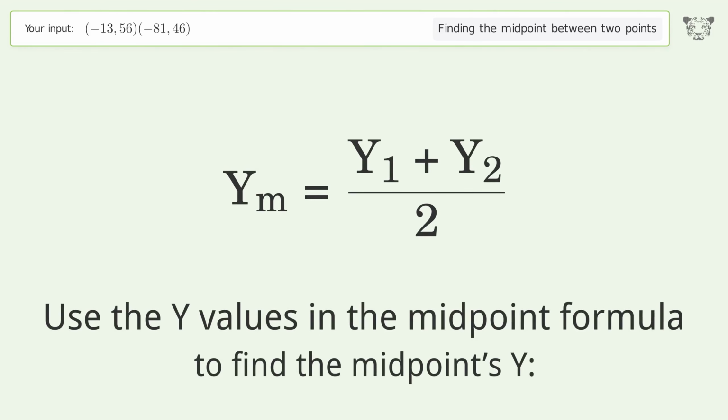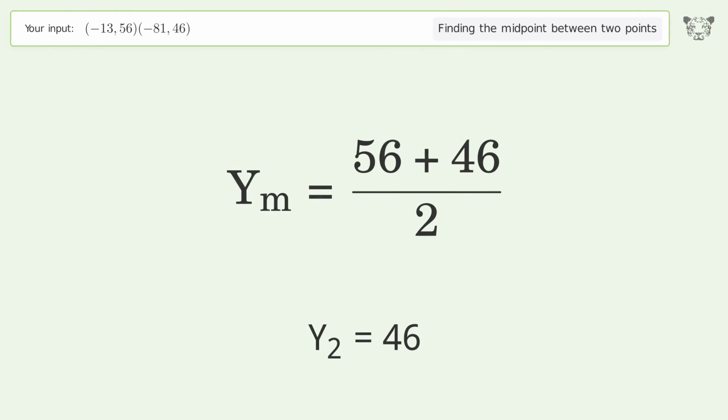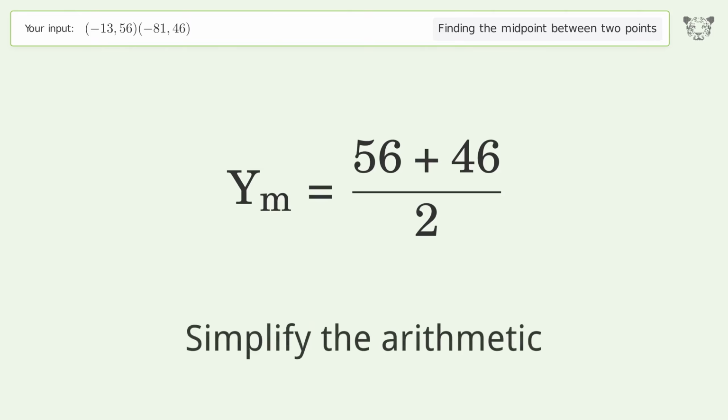Use the y values in the midpoint formula to find the midpoint's y. y1 equals 56. y2 equals 46. Simplify the arithmetic.